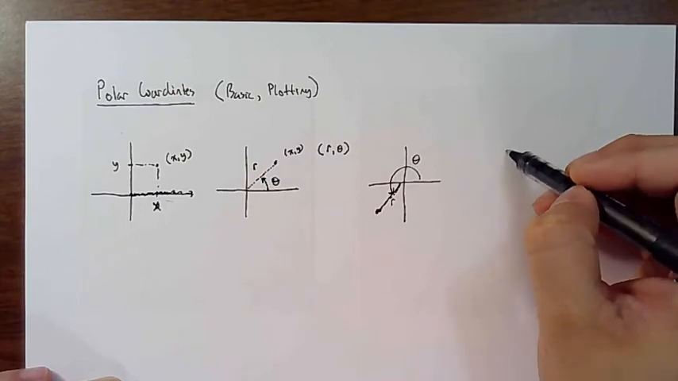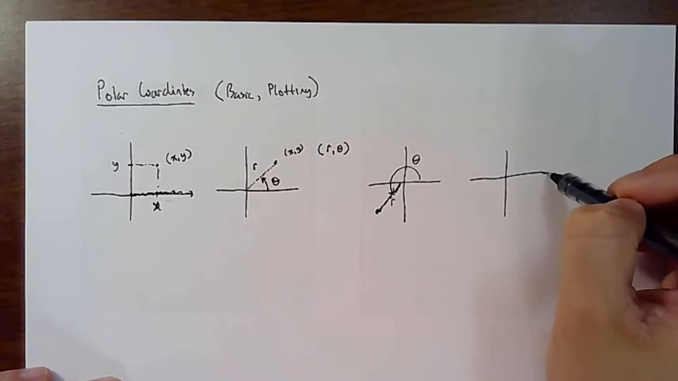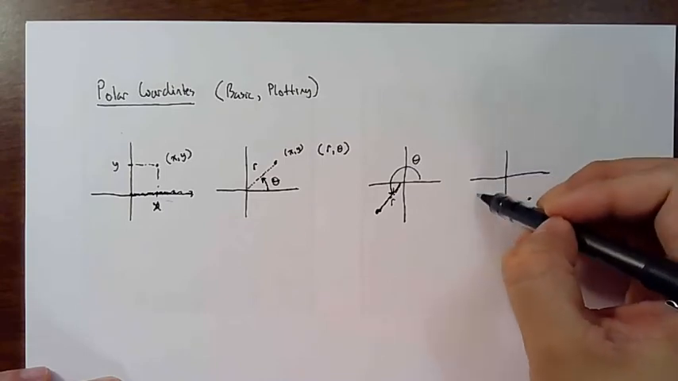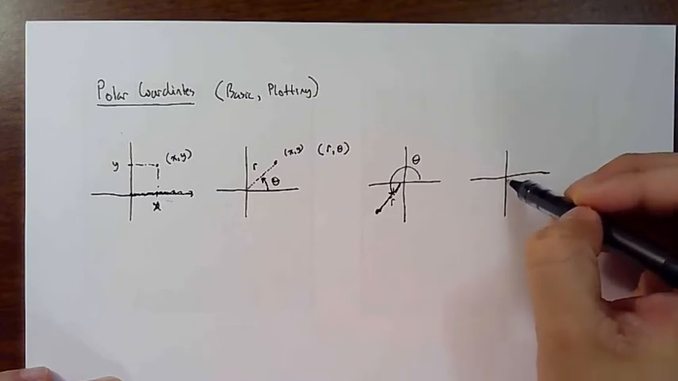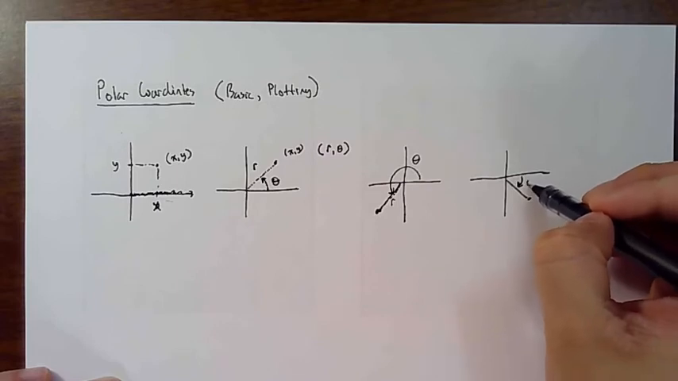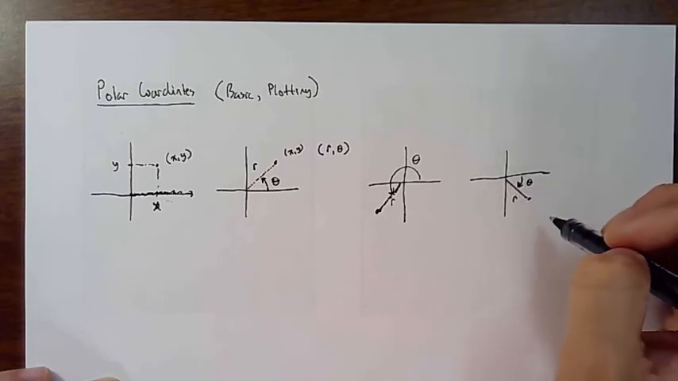So if we had, say, a negative theta, we could do this. Let's say the point was here, and instead of wrapping all the way through, we just went down like this. This is technically okay. And we're still pointing in the same direction here, so this is r here still.